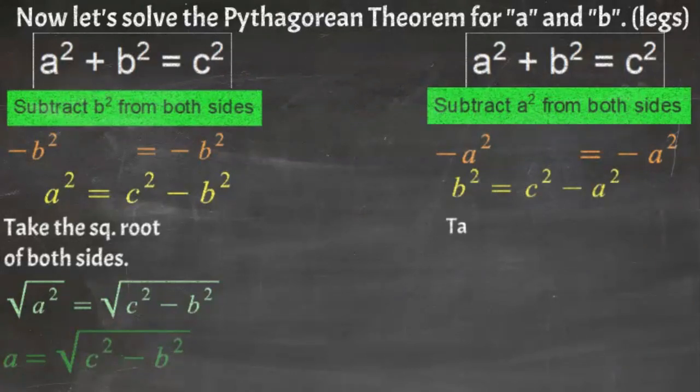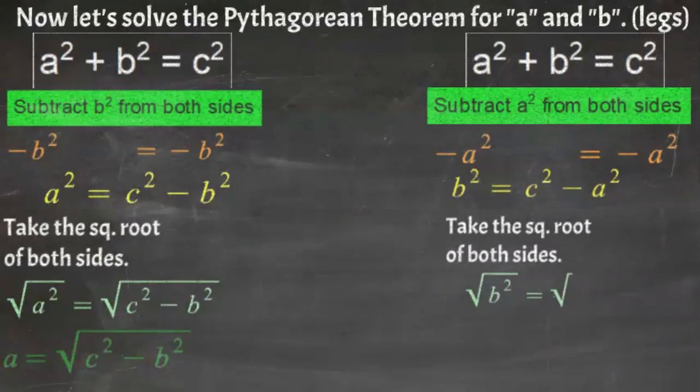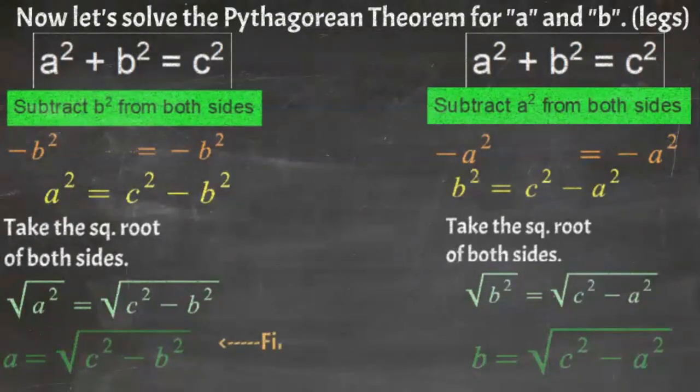So then again, same steps. We take the square root of both sides. We get the square root of b squared is equal to the square root of c squared minus a squared. And that leads us to b is equal to the square root of c squared minus a squared. So you now have the final formula for a on the left and the final formula for b on the right.